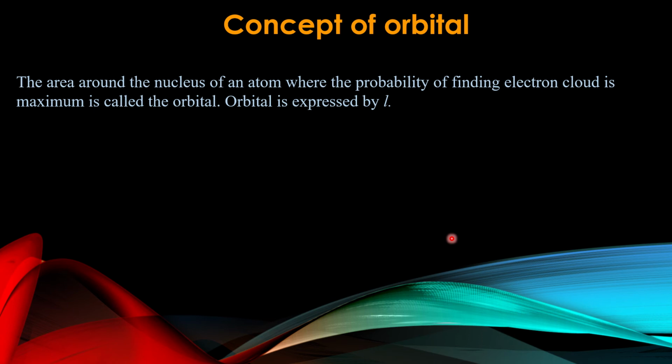The area around the nucleus of an atom where the probability of finding the electron cloud is maximum is called the orbital. And you know, orbit is expressed by n and orbital is expressed by l, small l.